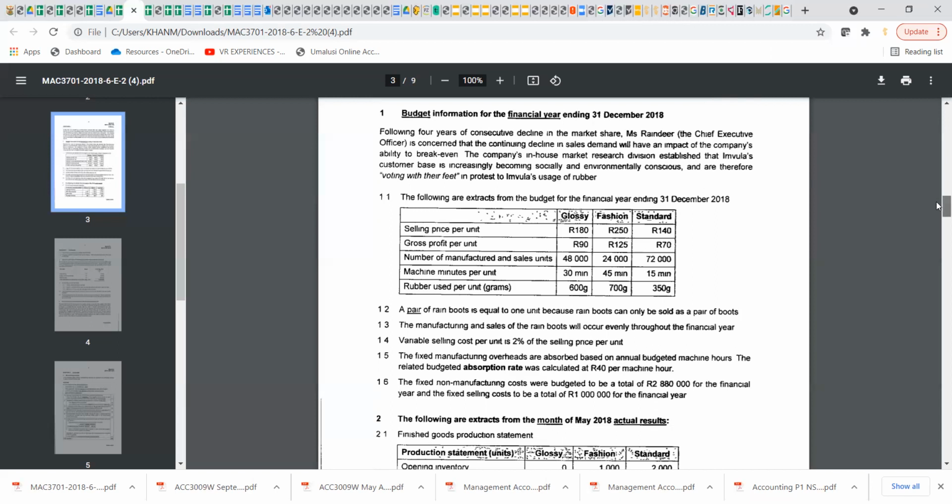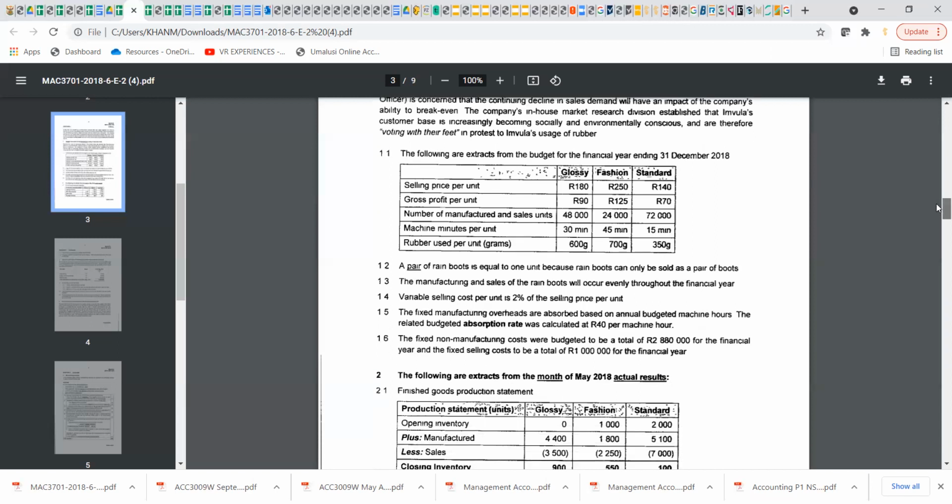Okay, so they're telling you, they say the manufacturing and sales of the rain boot will occur evenly throughout the financial year. Variable selling cost per unit is 2% of the selling price. So this here is an example of a variable cost, but this is a variable non-manufacturing cost. Just be aware of that. So when you calculate contribution margin, we will include that. But when we calculate the cost of a product, we won't include that because that is not a manufacturing cost.